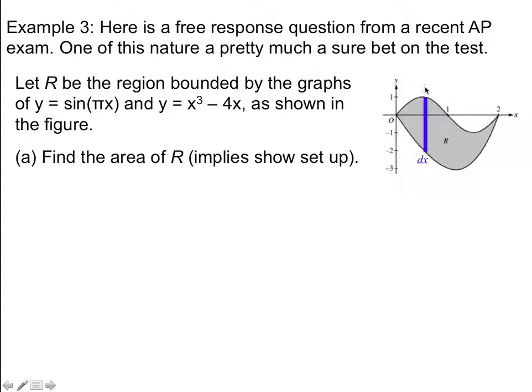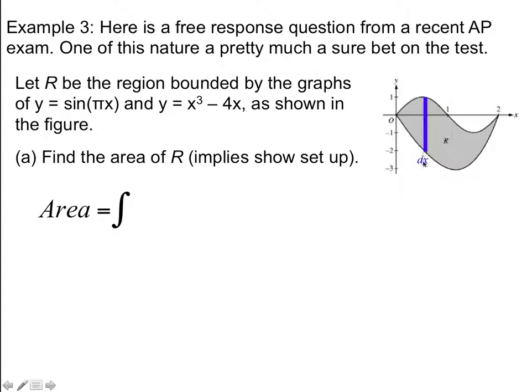So here's our representative rectangle. Its height is going to be this upper curve minus the lower curve, or f of x minus g of x. So setting up this area then, we're going to have limits that start here and stop here. And from this sketch, it's a pretty sure bet that we're starting at 0 and ending at 2.